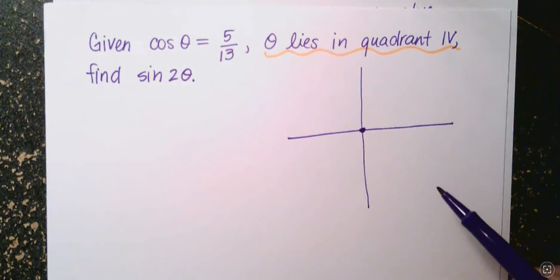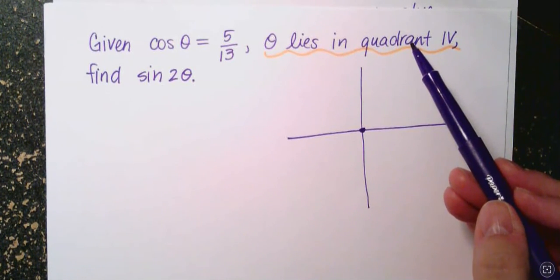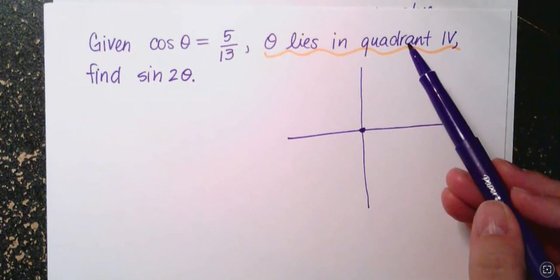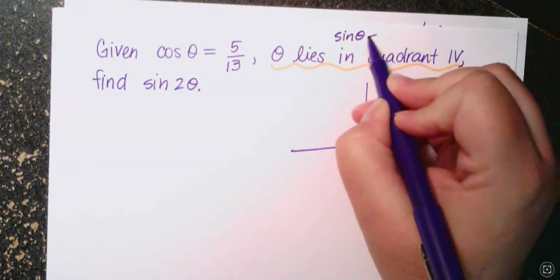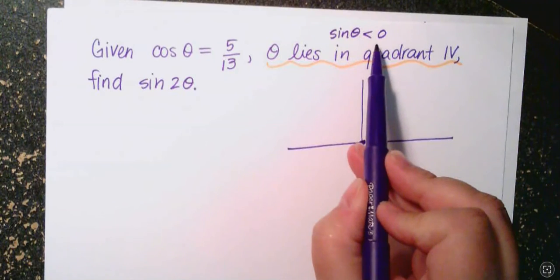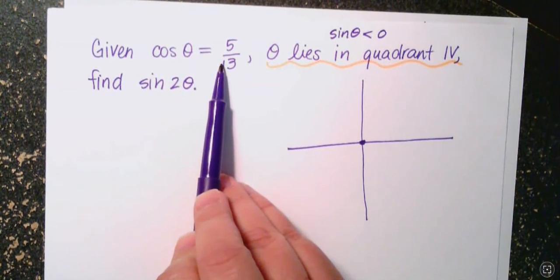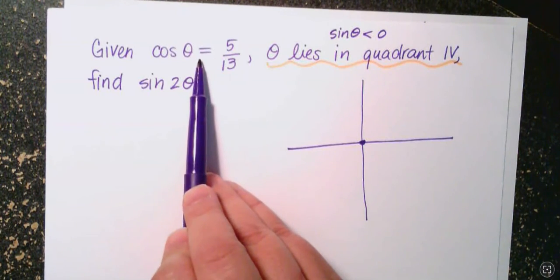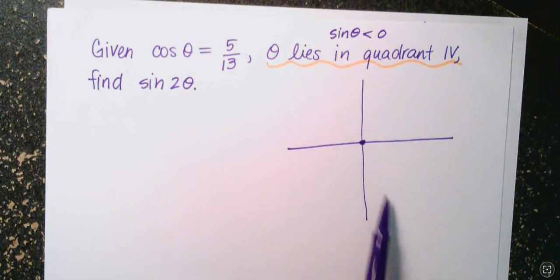Remember that there are different ways they can tell you to do this. Other ways they could have told me to put it in quadrant 4: they could have said that the sine of theta is negative. Sine of theta is less than 0 is the same thing as saying the sine of theta is negative. The reason that would tell me quadrant 4 is because I already know that the cosine is positive, and the one place where the cosine is positive and the sine is negative is positive, negative right here.